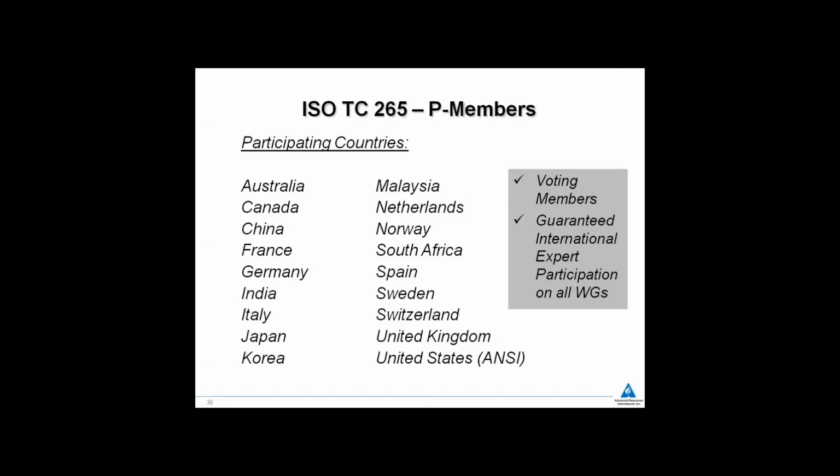There are 18 participating countries. Those countries listed there are all P member nations. As a P member nation, each nation has one vote on, you remember the step ladder, as we move through the process. When a standard is developed, a ballot will be issued, and each country gets a single vote. Those 18 countries all have voting status, and as a P member nation, those countries are guaranteed to be able to place their international experts on the individual working groups so that they can influence the process and make sure their country's interests are brought to bear and recognized throughout the process.